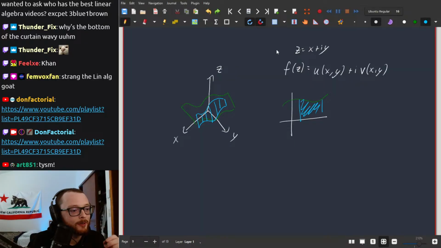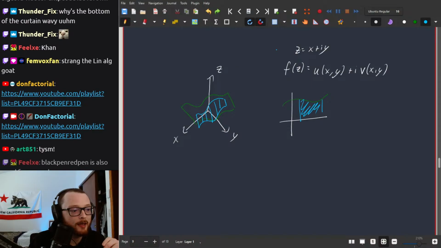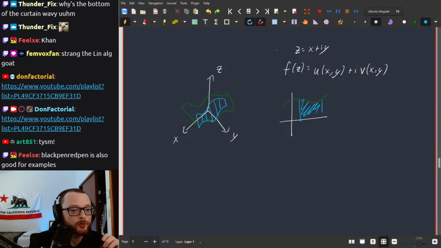Okay, so the bottom of the curtain is wavy just because I am saying that we can define any arbitrary path that we want in the XY plane.